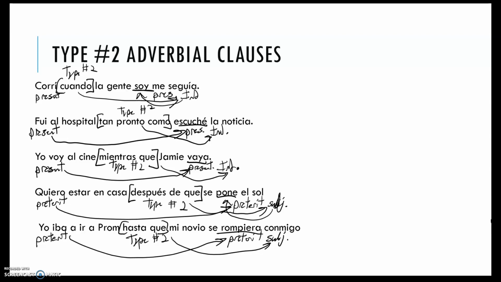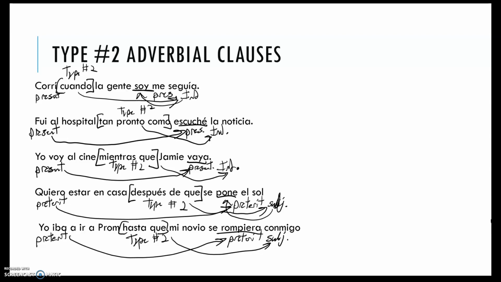Okay, our second example. Fui al hospital tan pronto como escuché la noticia. So we see tan pronto como is a type number 2 adverbial clause. But first, we have to look at our clause number 1, fui al hospital, which is present. That means it will indicate escuché to be a present indicative verb.